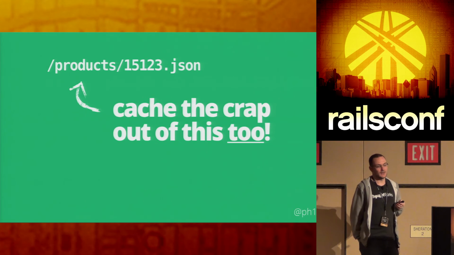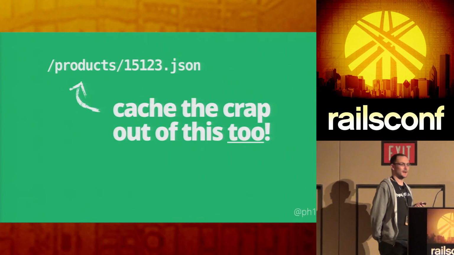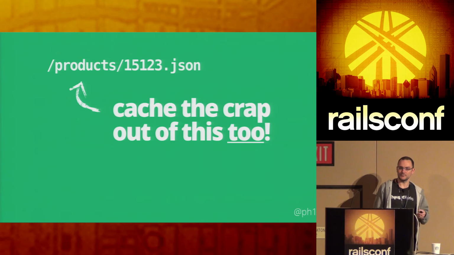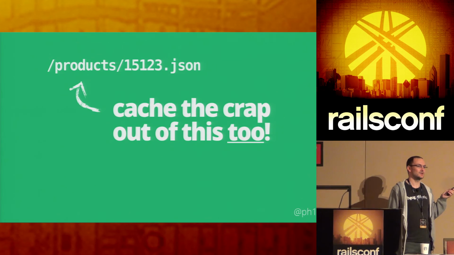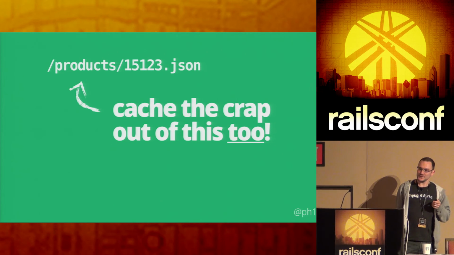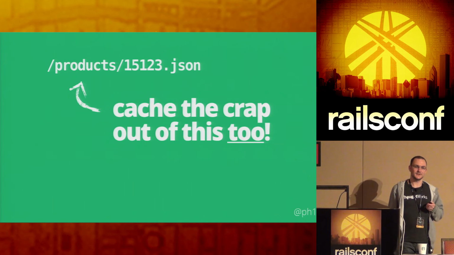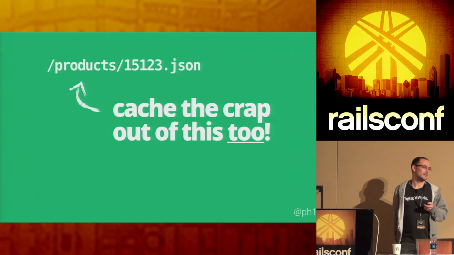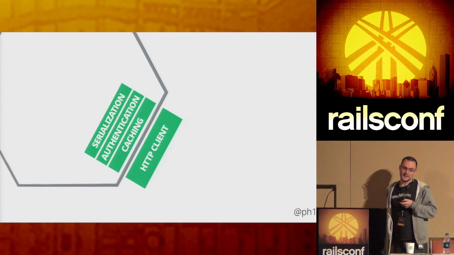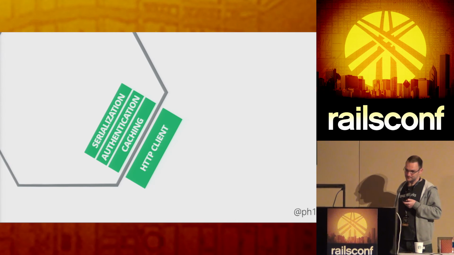My argument is, and what we did was, just apply the same principle to our API. So product slash whatever, this is my pretend URL for this product. We had caching headers on this API call that said this URL is cacheable for 20 minutes. In our Faraday stack, we had a caching middleware.